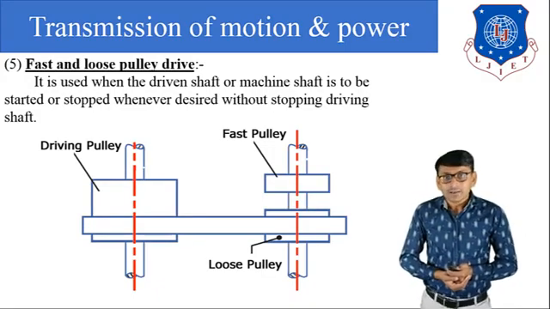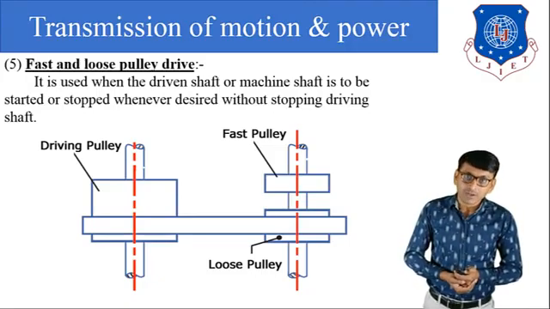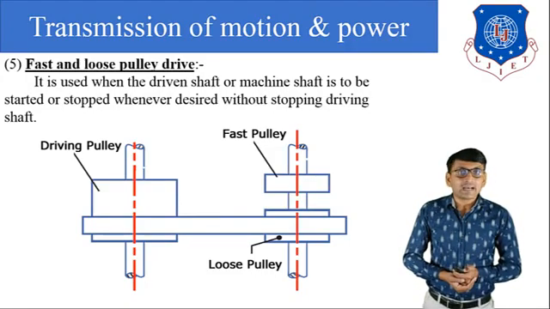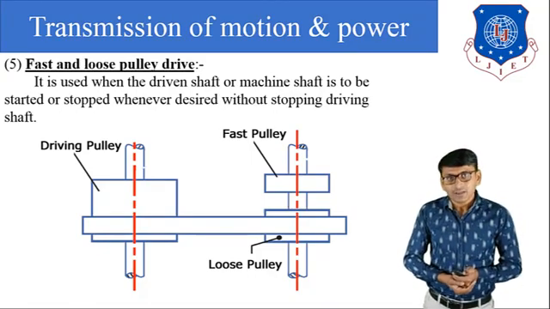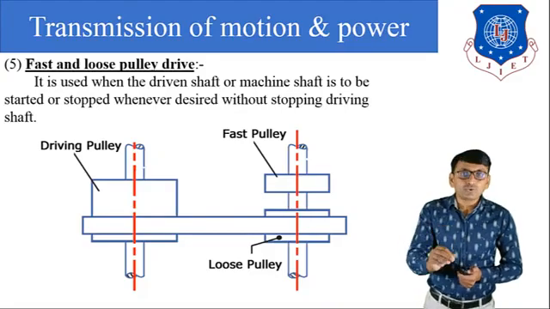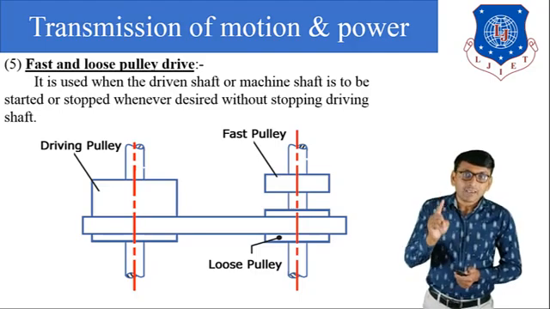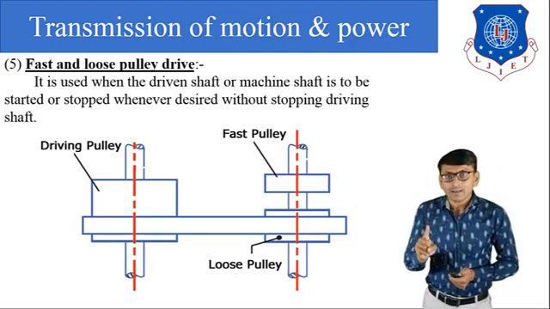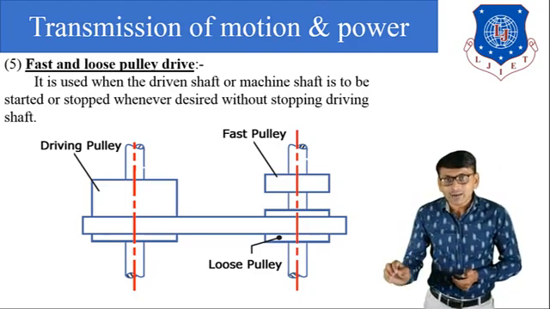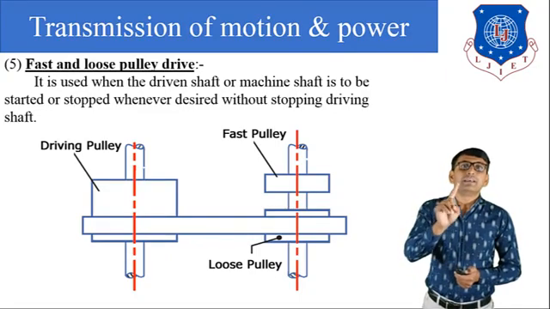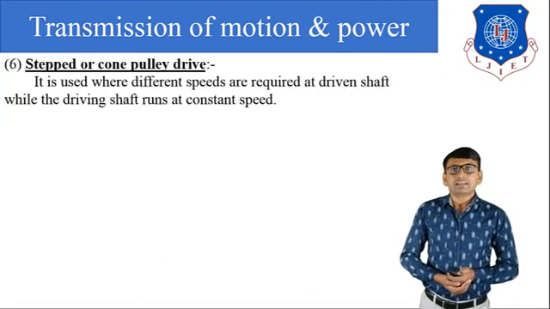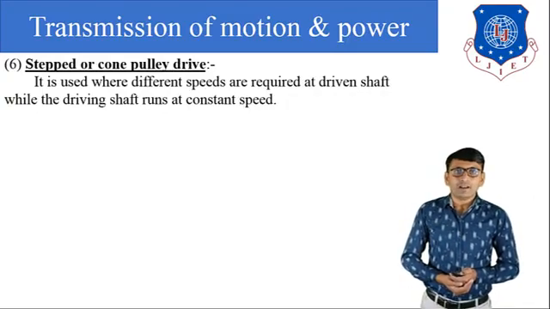When the belt is inserted on the loose pulley, the driven shaft does not rotate, and when the belt is inserted on the fast pulley, the driven shaft rotates. So this belt drive is used in applications where the driving pulley rotates continuously but the driven pulley starts or stops whenever required. Okay. Now 6.1, stepped or cone pulley drive.